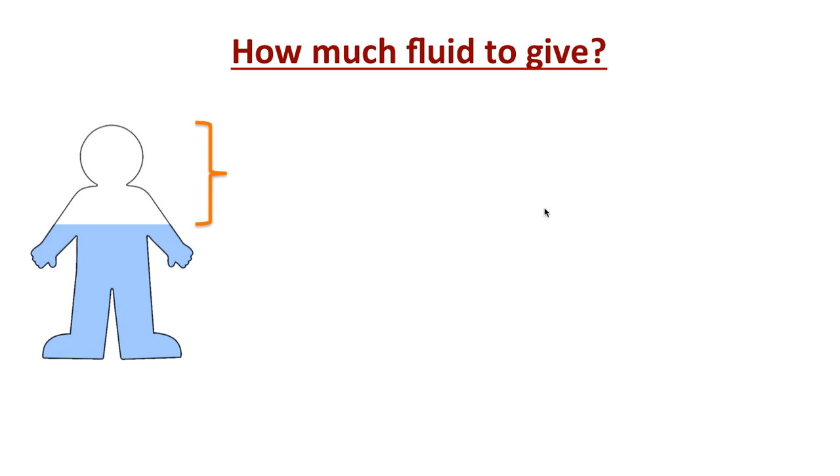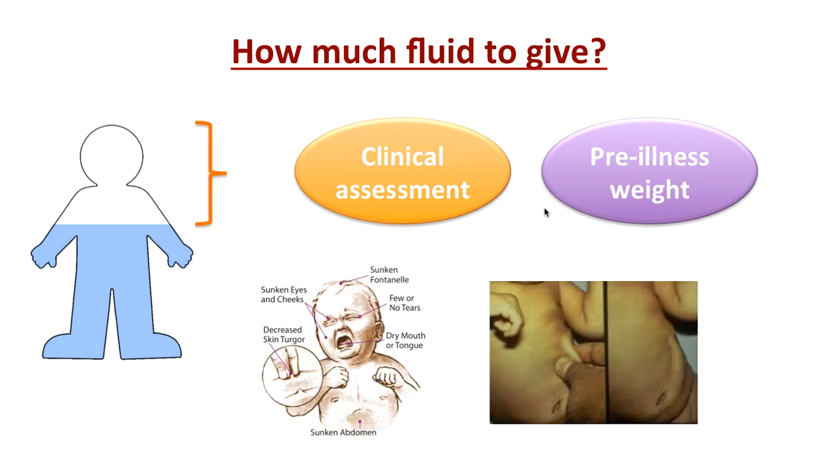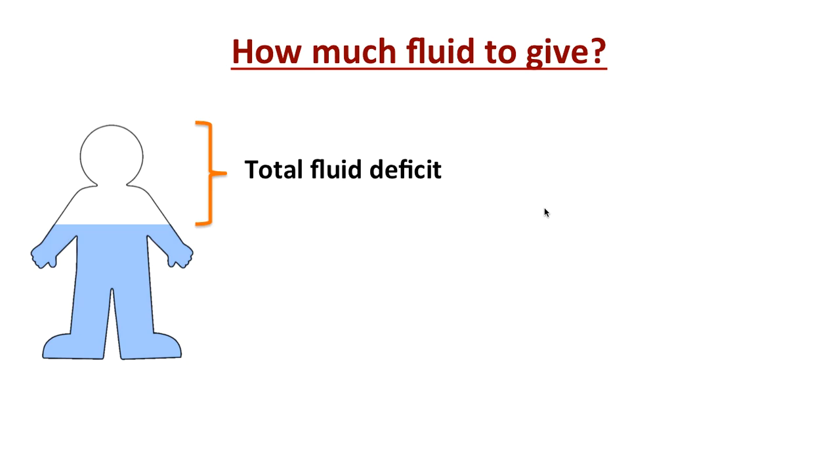Now how do we know how much volume the patient has lost? It can be estimated either by your clinical assessment or, if available, the pre-illness weight. But this pre-illness weight is seldom known to us in our clinical practice, and we mainly rely on the clinical signs of dehydration. So you look at your clinical signs of dehydration and then you make a rough estimate of how much fluid the patient has clinically lost, right? Whatever amount of fluid the patient has lost, we call it total fluid deficit.